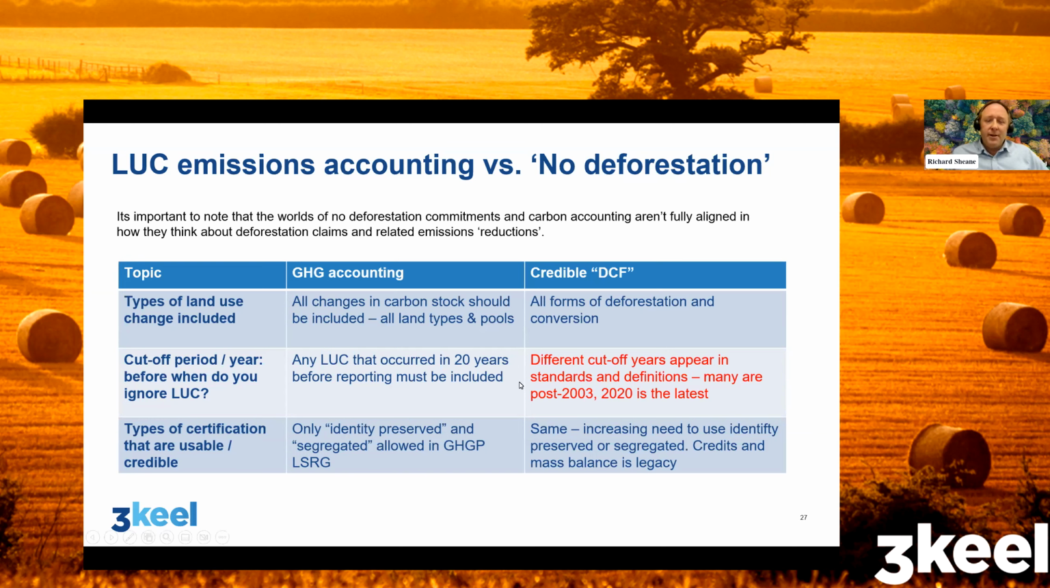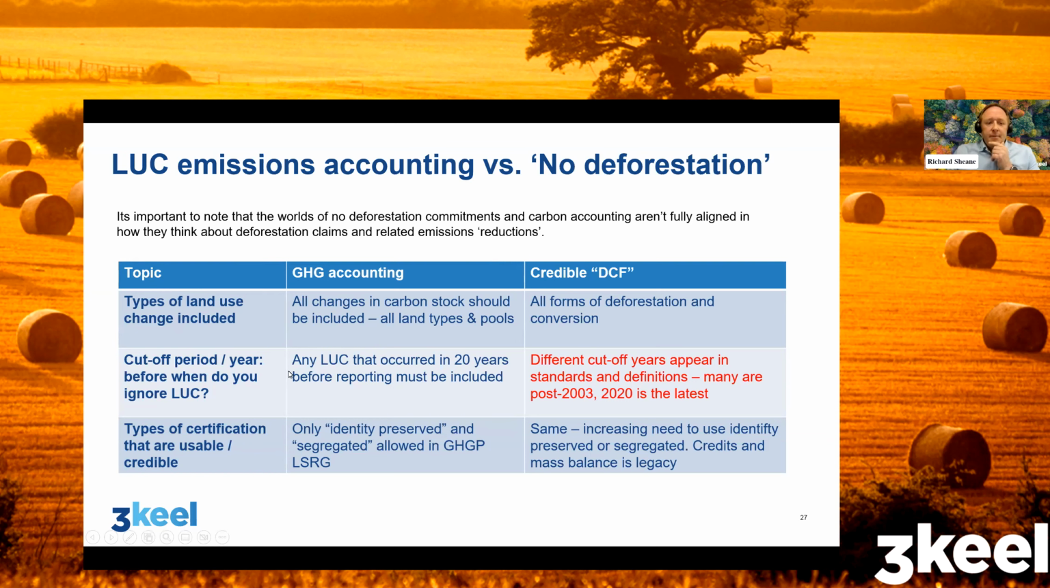So a couple of things. This slide shows some of the similarities and differences between carbon accounting for land use change and credible deforestation and conversion free. In terms of the types of land use included, they are quite aligned actually. GHG accounting, technically, you would be looking at all changes in carbon stock where there's a change in land use from all pools. So not just the biomass, but soil carbon, a very complete view of emissions from the land use change. For credible deforestation and conversion free, again, all forms of deforestation and conversion are covered.